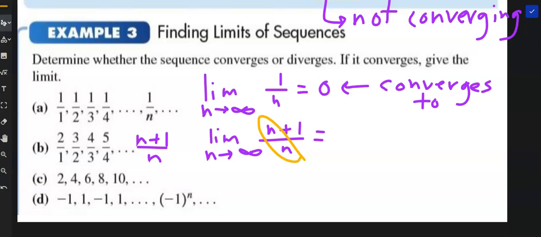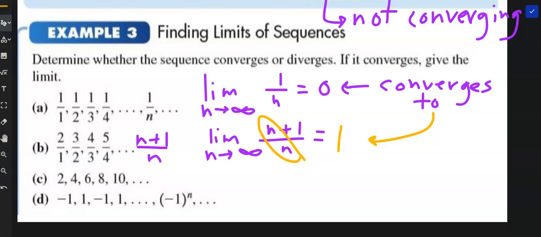What did I teach you about rational functions? Take the largest power of n in the top, the largest power of n in the bottom, reduce it, and take the limit as n goes to infinity, right? That's because that's a rational function, right? And what does n over n give you? 1. So it converges to the number 1.